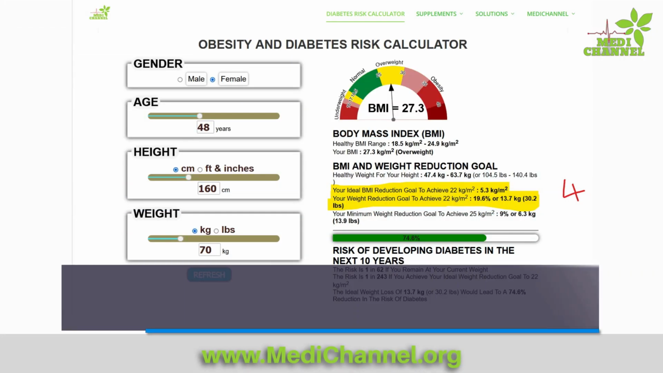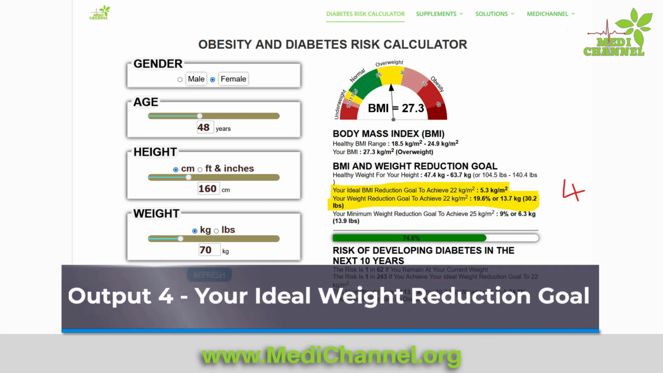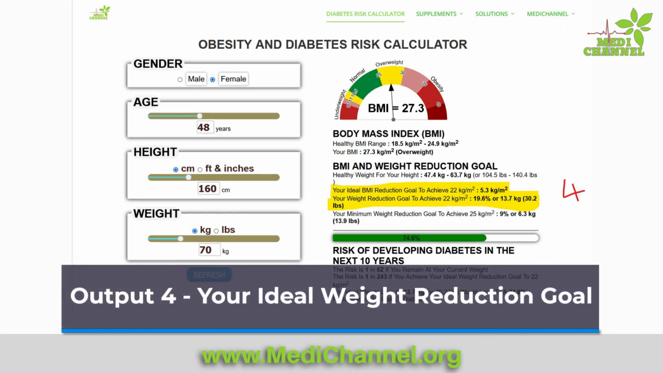Output 4, your ideal weight reduction goal. Here you will learn about your ultimate weight loss goal to further decrease your diabetes risk. In this example, your ideal BMI reduction goal to achieve 22 kilograms per square meter is a 5.3 kilograms per square meter reduction. And your weight reduction goal to achieve this, you would require a 19.6% or a 13.7 kilograms, that is a 30.2 pounds, reduction.